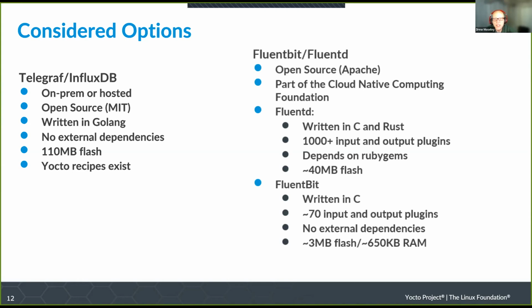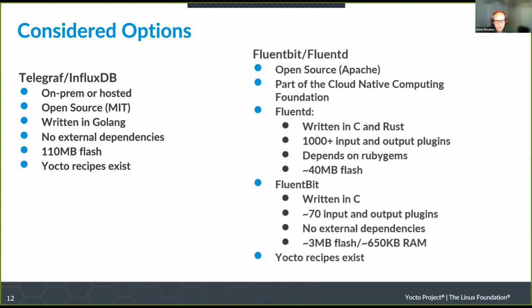And then the other one that we considered was Fluent Bit. There's Fluent Bit and Fluentd. There's really two different implementations. Part of the Cloud Native Computing Foundation, which is a positive for us. You've got Fluentd, which is the original. It's fairly large, has a lot of input and output plugins, takes up about 40 megs of flash. Unfortunately, it depends on Ruby gems, which does bring in a lot of dependencies and makes it a lot larger. And then the other one we considered was Fluent Bit, which is kind of a rewrite of the same protocols written in C to make it as portable and small as possible. It's got fewer input and output plugins and no external dependencies, which from our perspective is good. It only takes up a little bit of flash and a little bit of RAM.